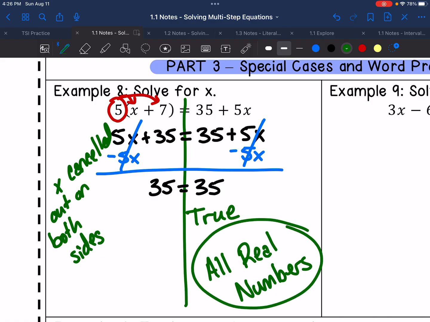Okay, that's our solution. They may use a symbol for all real numbers. The symbol for all real numbers is like a fancy R with an extra leg. Sometimes it's really like curly. But what this means is I could use any number for my x and this equation would be true. This equation would have the same value on each side of the equal sign, no matter if I used x equals 100 or if I used x equals a billion. Okay, so that's what that means right there.